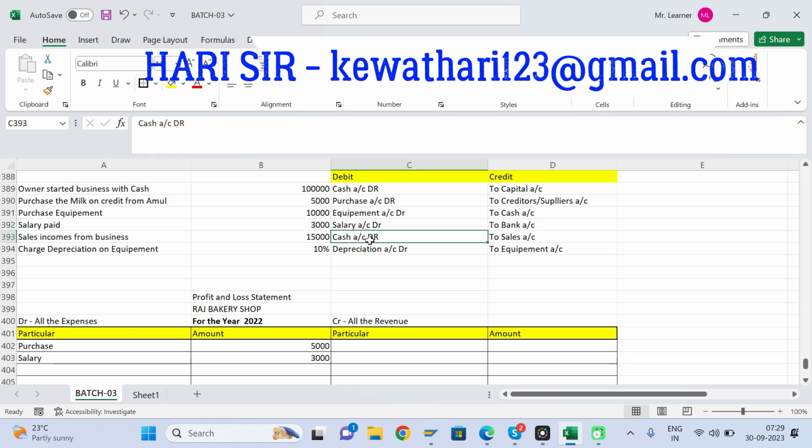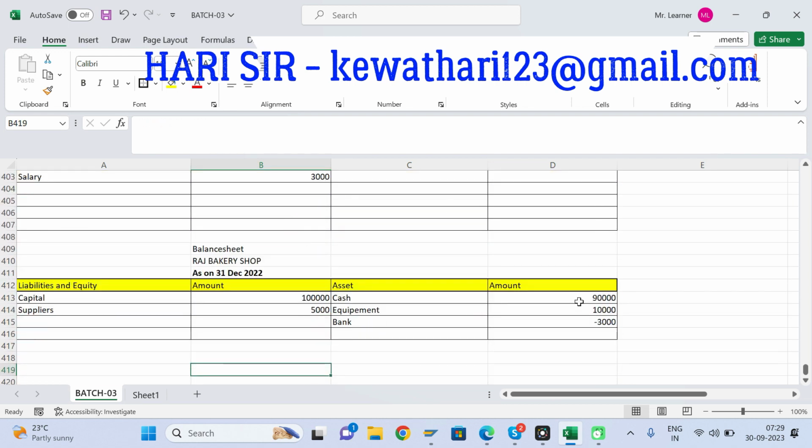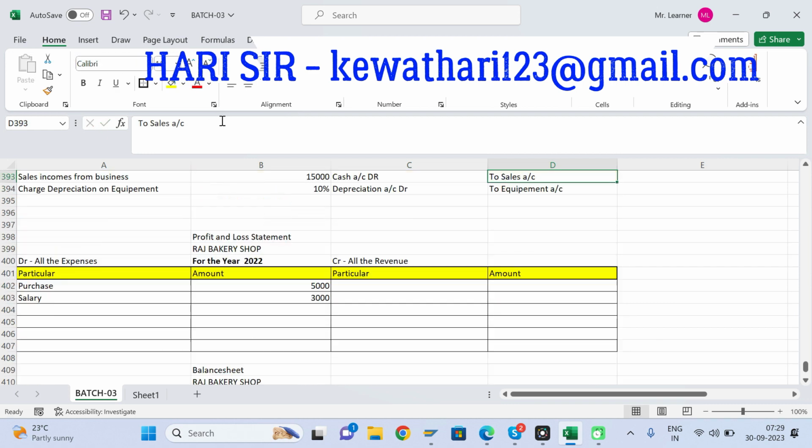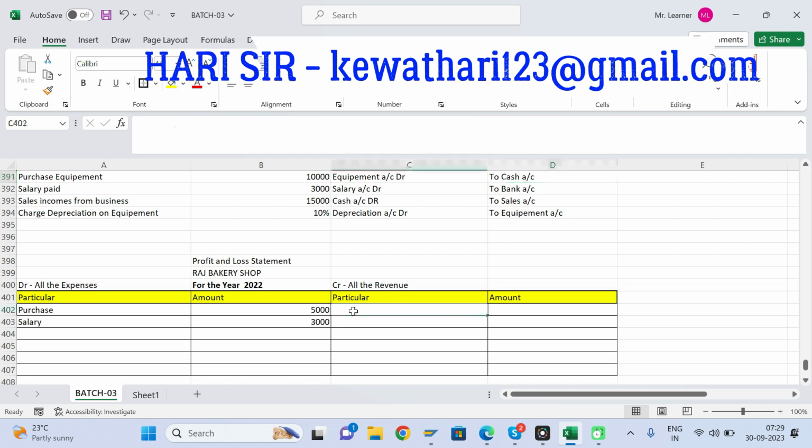Cash account, again you made the sales, so sales will come here, cash will go to the balance sheet. So we sell for 15,000, so cash came when you sold, so you add 15,000 to this cash. Then you made the sales, sales is in credit, sales will come this side. How much? 15,000 rupees.